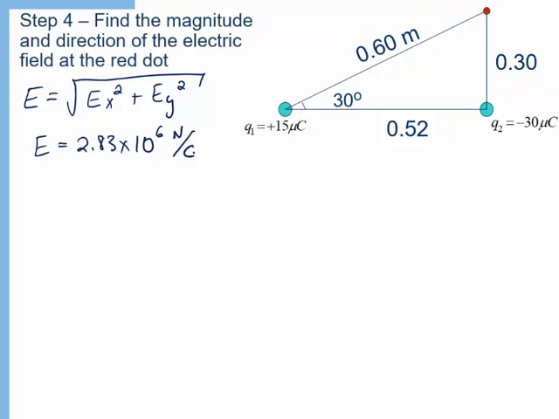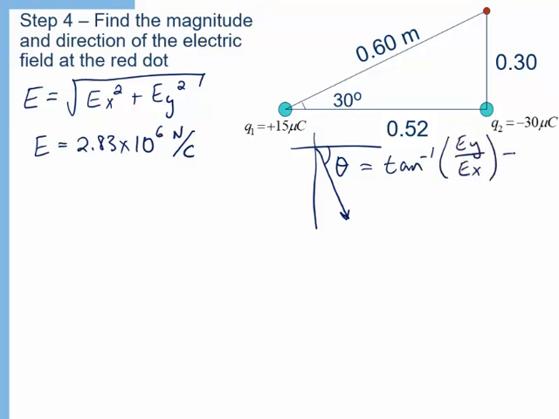In terms of what the vector looks like, we know that we have a negative y component and not very much of an x component. And so this angle theta is just going to be the inverse tangent of Ey over Ex. And I got negative 83 degrees. Okay, so that's the electric field at that point in space.